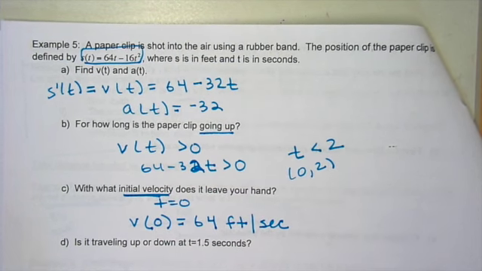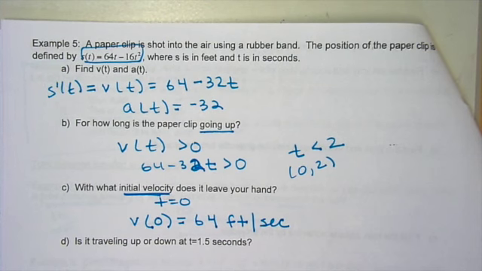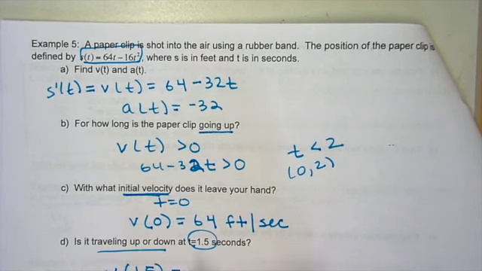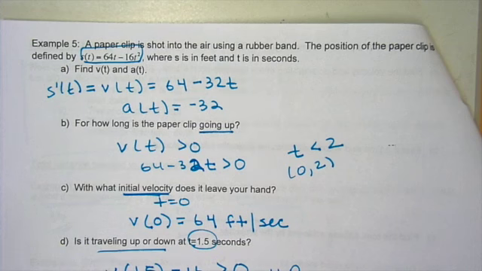Is it traveling up or down at 1.5 seconds? Again, it's asking about motion, so you should always be going to the velocity at 1.5. If I plug in 1.5 into the velocity function, it's 16. And really, I don't care what the value is. I just need to know whether it's a positive or negative number. Because the velocity is positive, I know that this particle is going up.